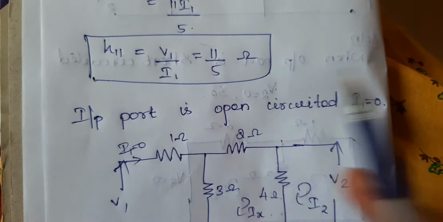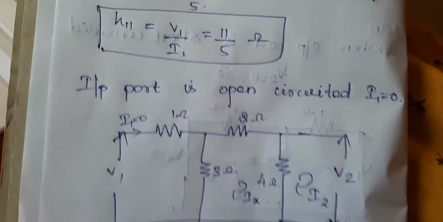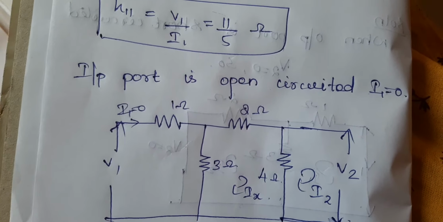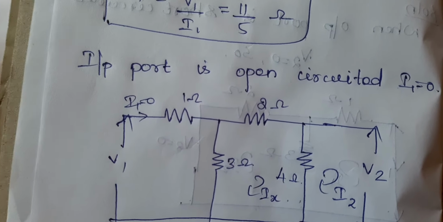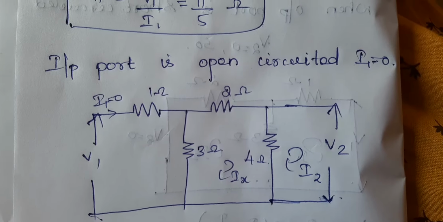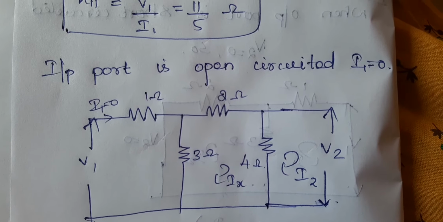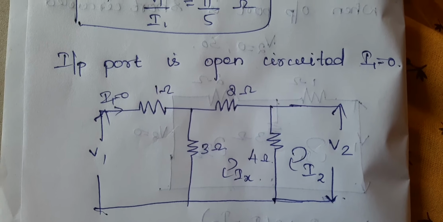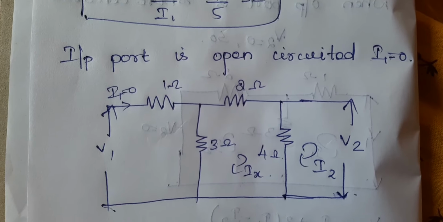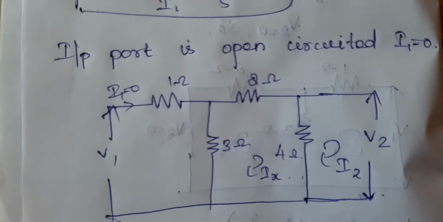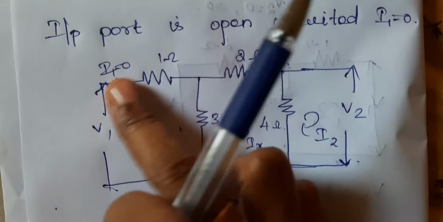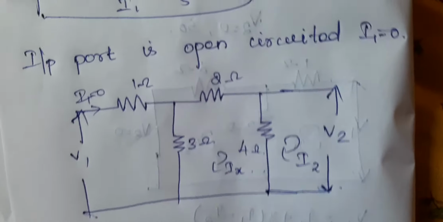Now what is the next condition? Input port is open circuited. So what does it mean? Input port is open circuited, that is I1 equal to 0. When I1 is 0, what do we put at the input port? We put 0. So it is the circuit. The current flowing in this loop is 0.